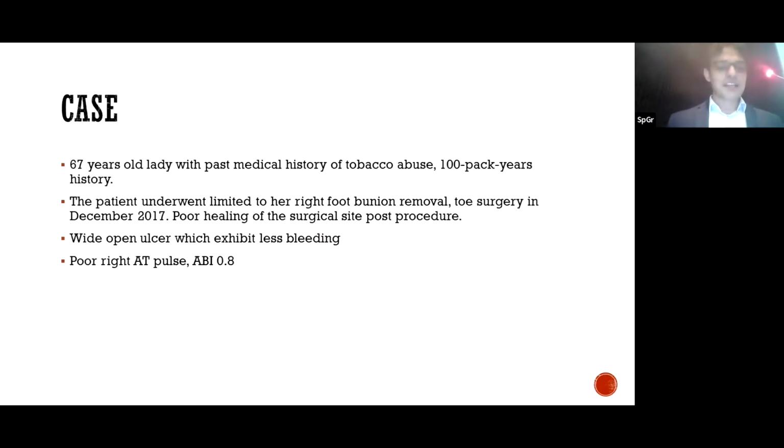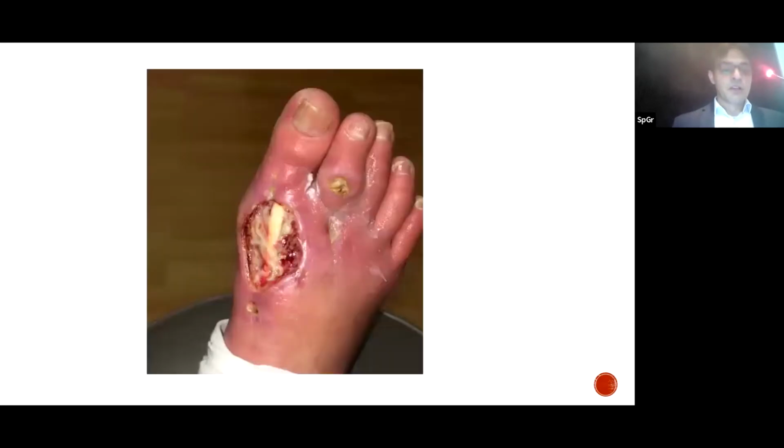This is a lady, 67 years old. She has a history of tobacco abuse. She had a very small right foot bunion removal, which is a very small surgery. That was back in December 2017. I used to be in Salt Lake City during that time. But a couple of weeks later, if you look at her ABI, it was 0.8. We'll talk about the significance of ABI and how sometimes you cannot totally trust the ABI numbers. So she came in with this. It all started with a small bunion removal and now this.